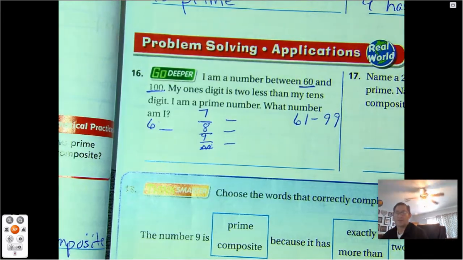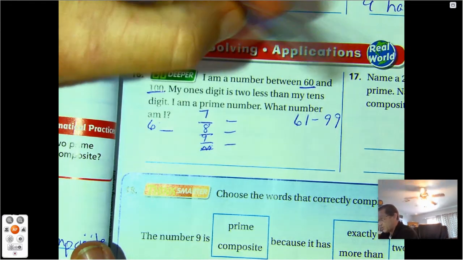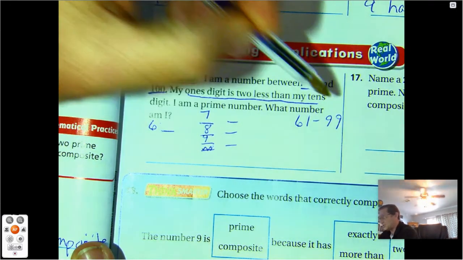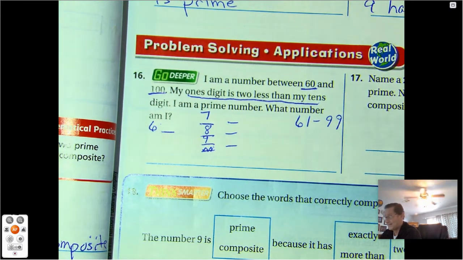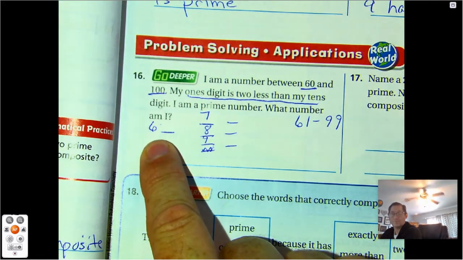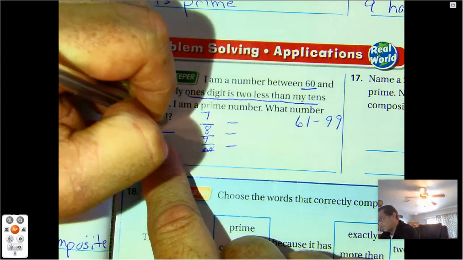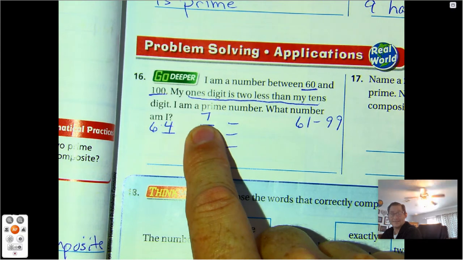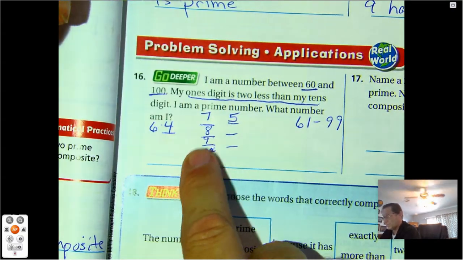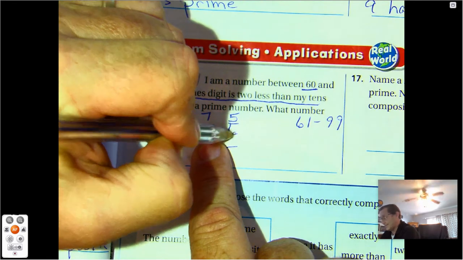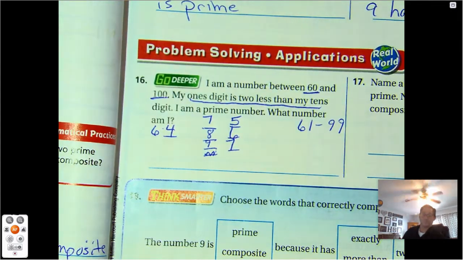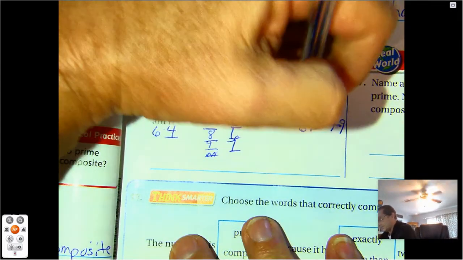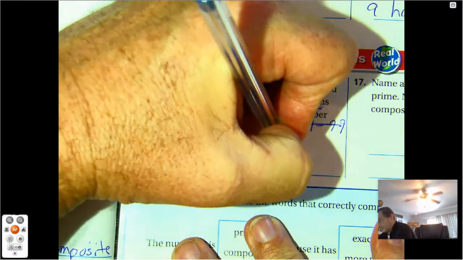But then it gives me another huge clue. It says my ones digit is 2 less than my tens. So what's 2 less than 6? 4. What's 2 less than 7? 5. What's 2 less than 8? 6. What's 2 less than 9? 7. Okay, well, so now we're down to just these choices: 64, 75, 86, or 97.